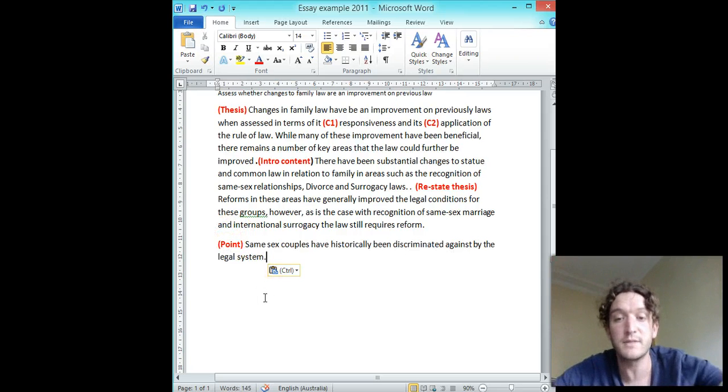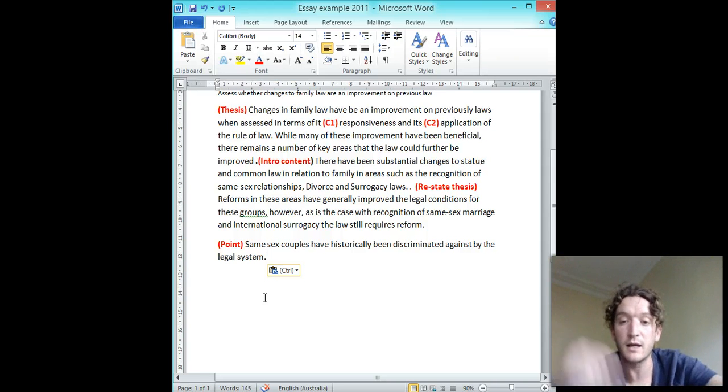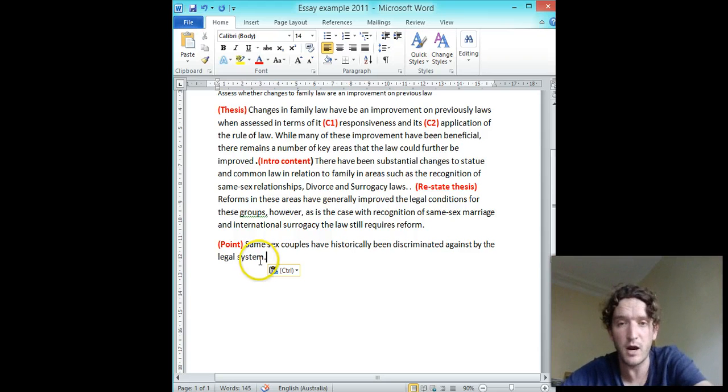So we need a point to tell the marker that. Here it is. Same-sex couples have historically been discriminated against by the legal system. We're just telling the marker, here, this paragraph is on the same-sex couples. I mentioned it above, and here I am. I'm now talking about it in this paragraph here. This paragraph will be on that.